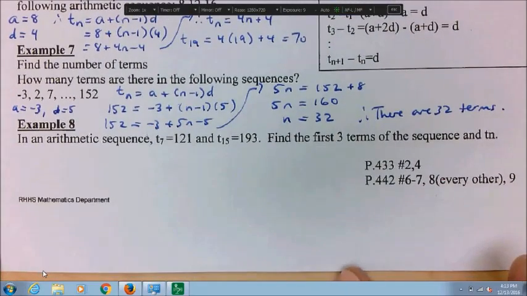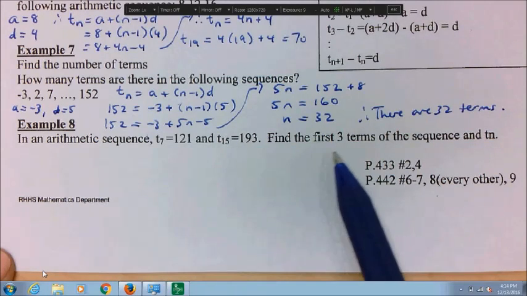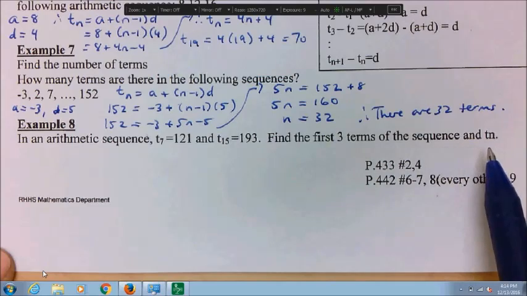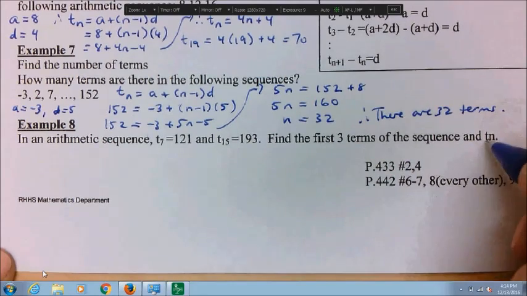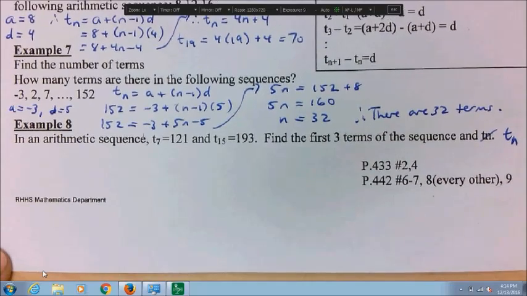Okay, example 8. In an arithmetic sequence, you're given 2 terms. You're given T7 and you're given T15 and nothing else. And it's asking you to find the first 3 terms and Tn, which is the general formula, which should be written like this: T with a subscript n.